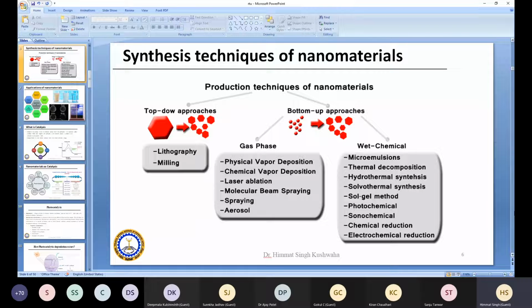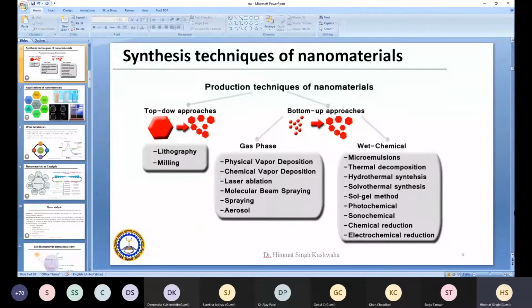So the top-down approach includes the lithography process and the ball milling process. The bottom-up approach we can classify on the basis of the phase, like the gas phase or the wet chemical processes. The gas phase is where the precursors are in gaseous form, like physical vapor deposition, chemical vapor deposition, the laser ablation method, molecular beam epitaxy, and the spraying process.